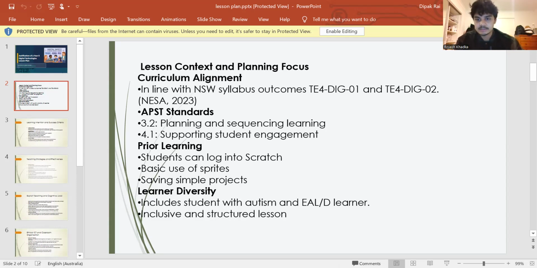The learning intentions and success criteria are clear to guide the learning of the students. Planning is done to make the lesson inclusive, structured, and accessible. It considers learning diversity, including an EAL/D student and a student with autism.